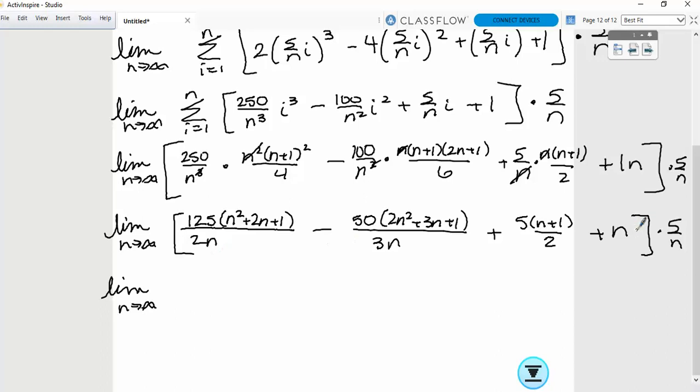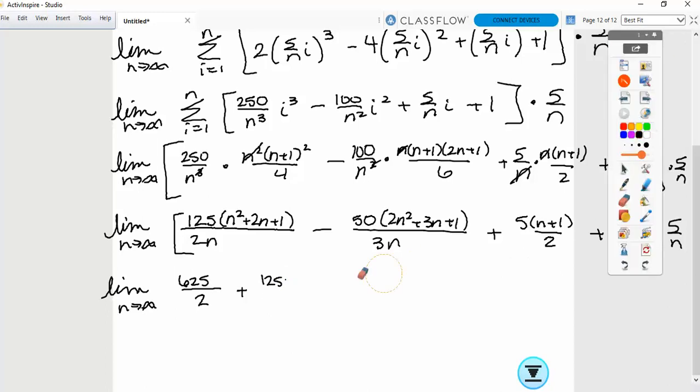Let's see. So if I multiply all of this out, I'm going to distribute my 5 over n at the same time as I break these up. So 5 times 125 is 625, n squared over 2n squared. So those n squareds cancel. Plus, okay, 625 times 2. Well, but then we're going to divide by 2n. So we can reduce that too. So in this term, those 2 n's would cancel. So we get 125 times 5.